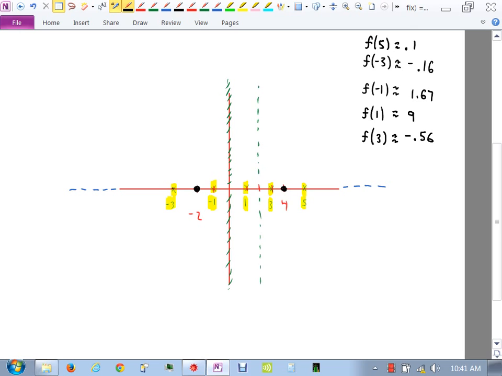So at -3, I'm going to put a dot where? -0.16, so just down somewhere, right? At -1, I'm at 1.67, so up somewhere. I'm not real big on how high or how low. What really matters is if you're below or above. That's what really matters at the end of it. At 1, you're at 9, so I'll just put it way up there. And at 3, you're at -0.56. I'll put it down here. And at 5, I was at 0.1, so I was just barely up here.